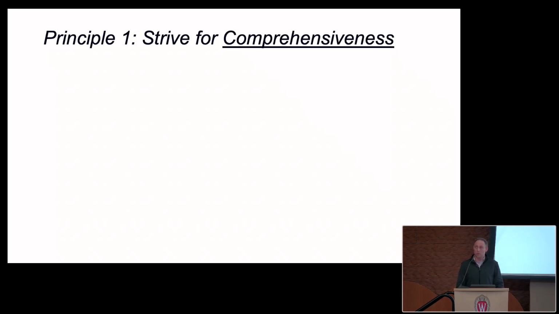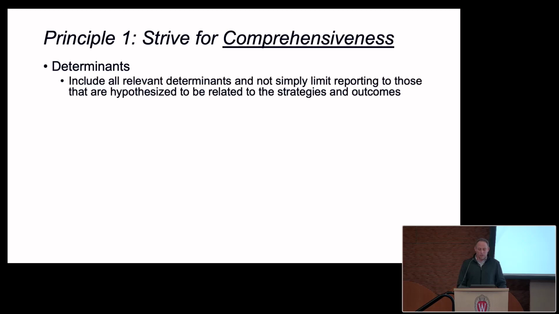Maybe principle 1 and principle 2 are like 1A, 1B in reality, but the first 2 are the most important for sure. So the first thing is to strive for comprehensiveness, and this really goes back to the whole thing about reproducibility and transparency that we were trying to address. So in your determinants, include all relevant determinants, not simply those that you think are the most important or the ones that are going to be hypothesized to be related to strategies and outcomes.